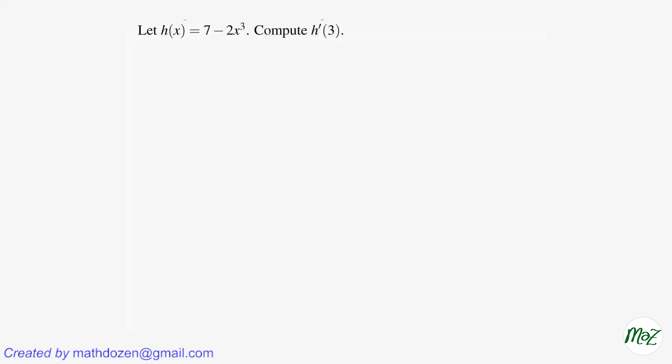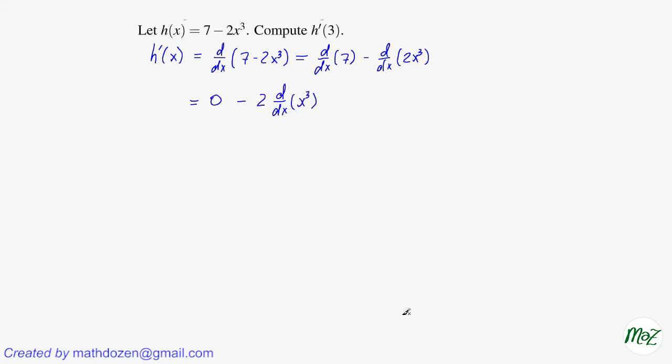We have the function h of x equals 7 minus 2x cubed. We need to compute h prime at 3. First of all, we will compute h prime at x. So h prime at x is equal to the derivative of 7 minus 2x cubed. The derivative of the difference of two terms is the difference of individual derivatives. So we get the derivative of 7 minus the derivative of 2x cubed. And we see that the derivative of 7 is 0.